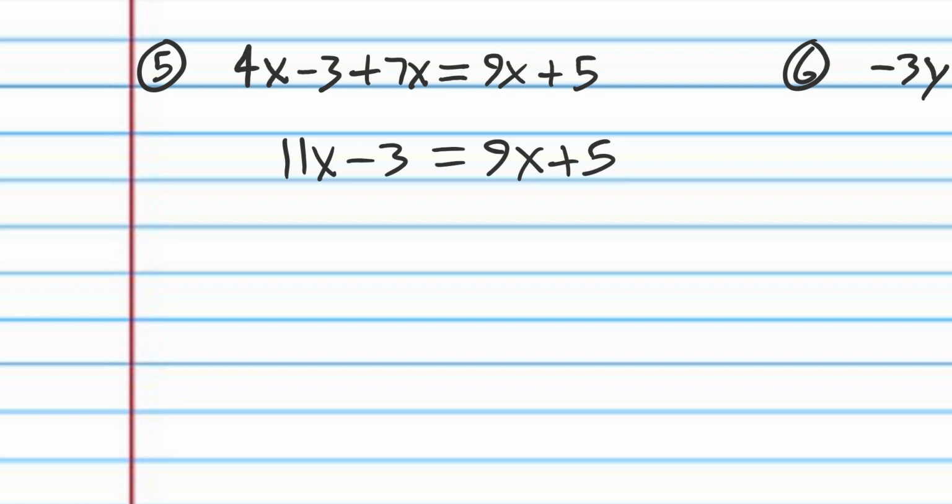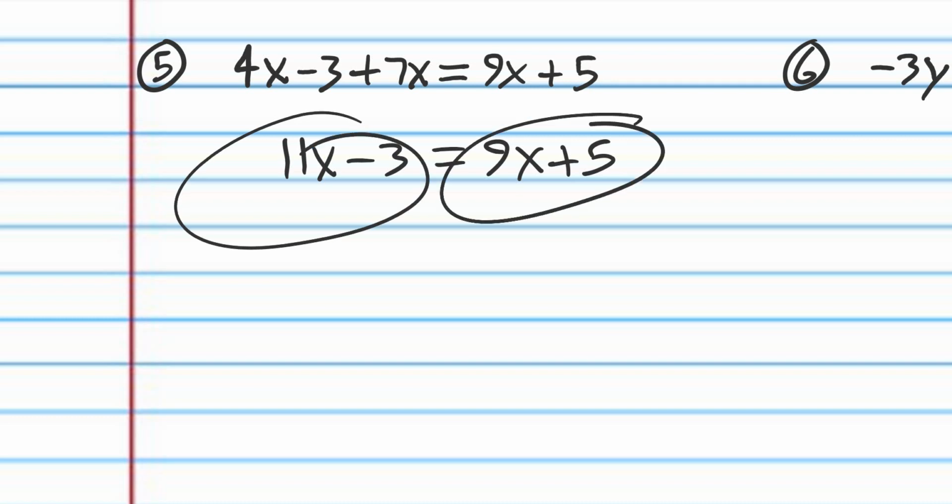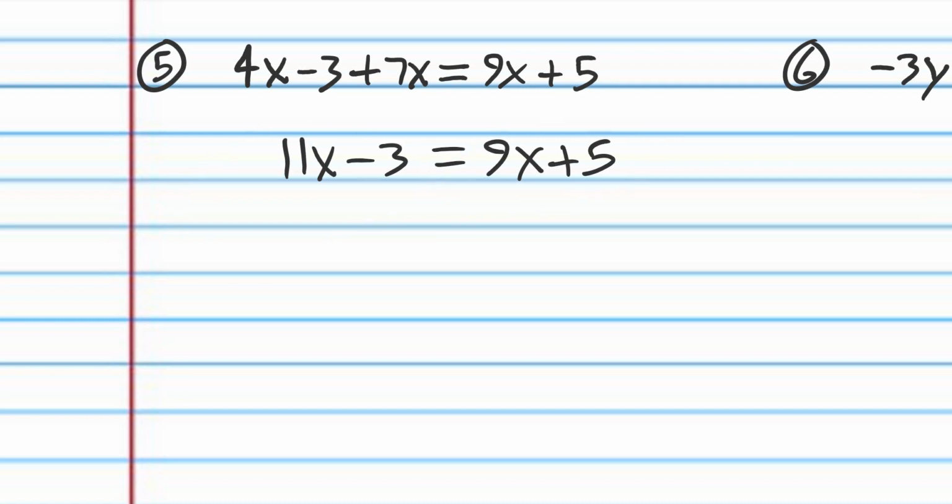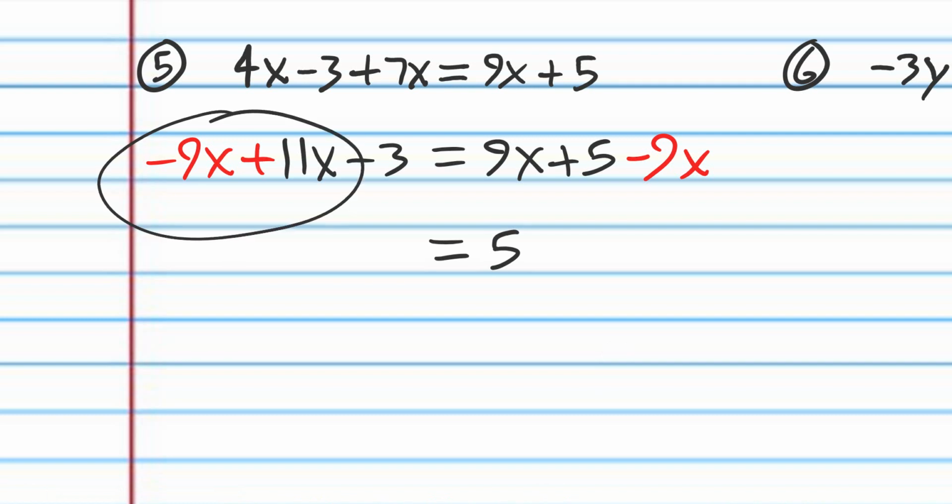And so do you want to put the x on the left side or the right side? It really doesn't matter. If you want to put the x's on the left side, you subtract 9 from both sides. If you want to put the x's on the right side, you subtract 11x from both sides. I want to stick with a positive because I know 11x minus 9x is going to be a positive, so that means that we're going to put all the x's on the left side because that's what I prefer. So subtract 9x. And 11x minus 9x is 2x.